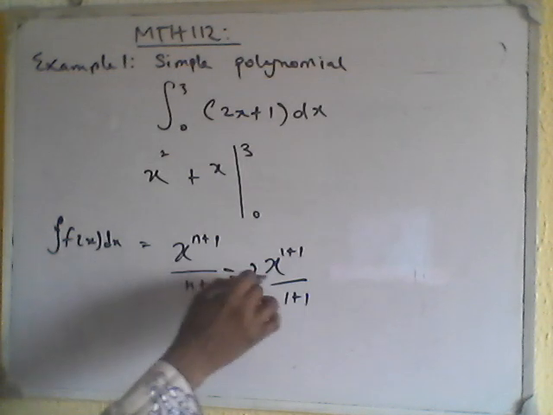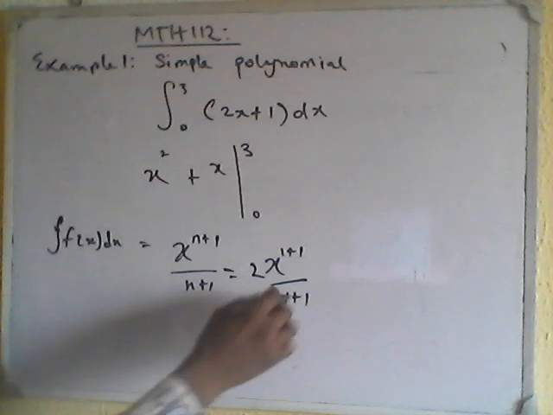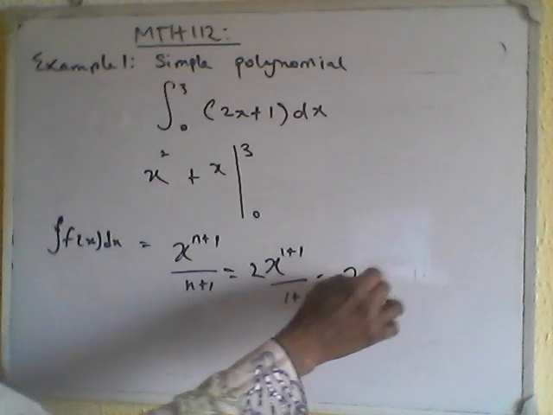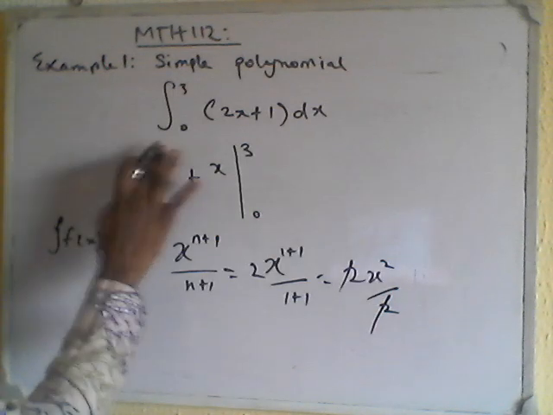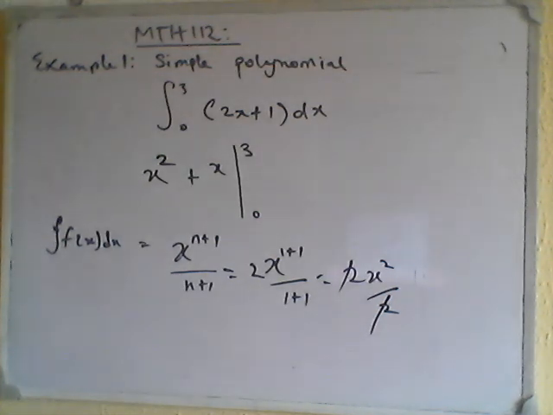There's a 2 already in this expression. So it's the same thing as saying 2x raised to the power 2 over 2. 2 cancels 2. That's why we have x raised to the power 2 left here. Okay, so that's for this one. So we have gotten the integral of this as this.